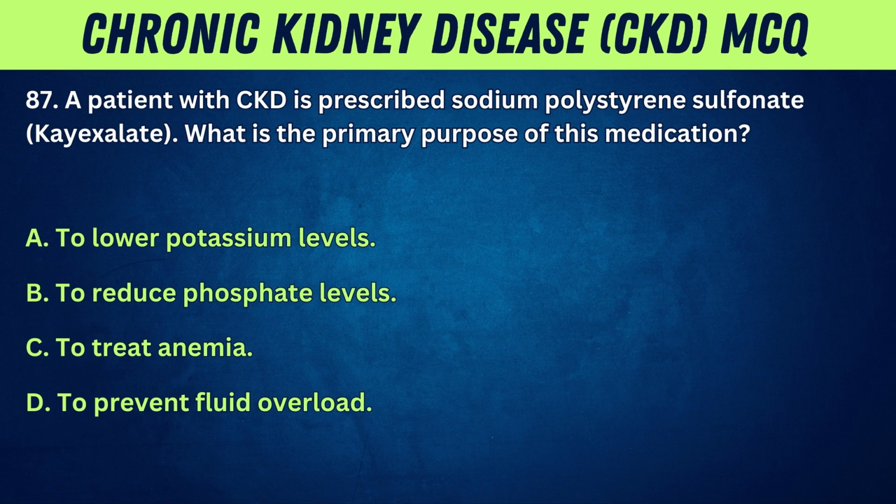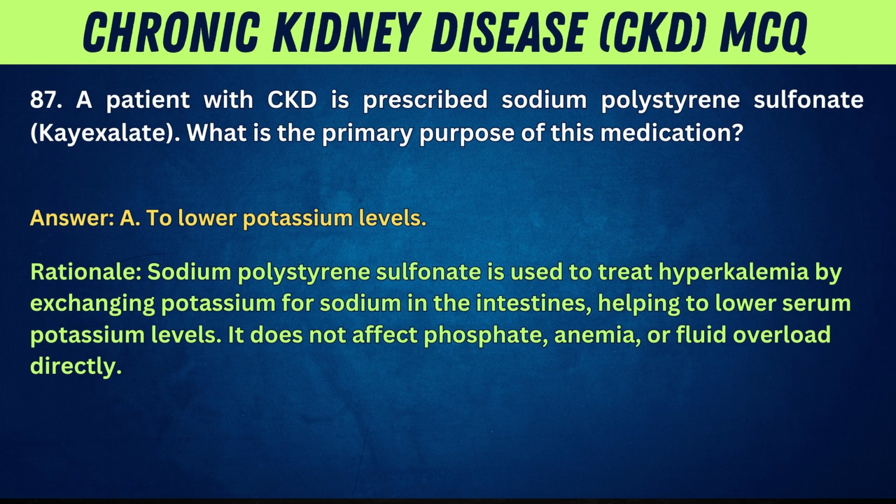87. A patient with CKD is prescribed sodium polystyrene sulfonate, Kayexalate. What is the primary purpose of this medication? A. To lower potassium levels. B. To reduce phosphate levels. C. To treat anemia. D. To prevent fluid overload. Answer: A.